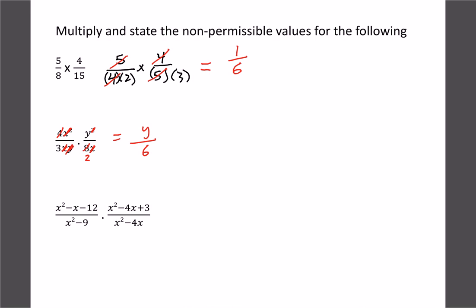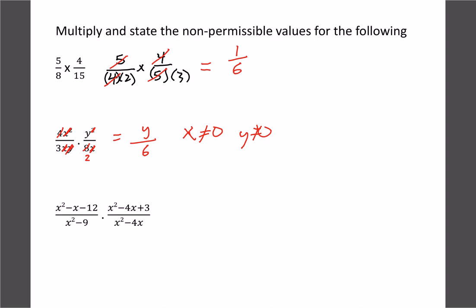And our non-permissibles in this case, because we have variables, we've got to do all of the bottoms. So we've got x and y on the bottom. x can't be 0, y can't be 0 for both. So those are pretty basic ones. Most of the questions you're going to get, though, will involve factoring. So remember, our first step is factor if possible.